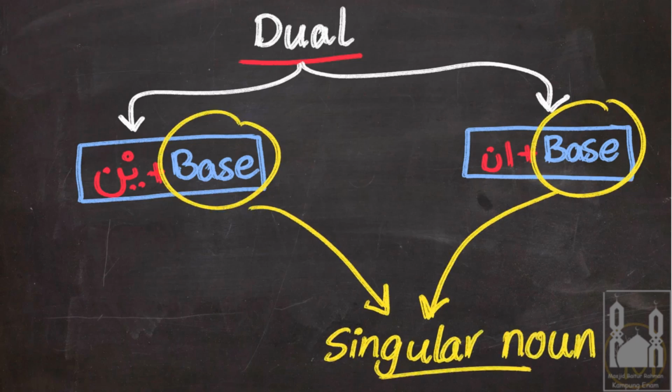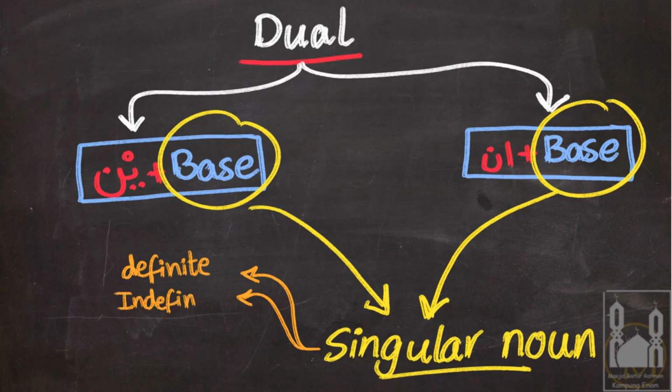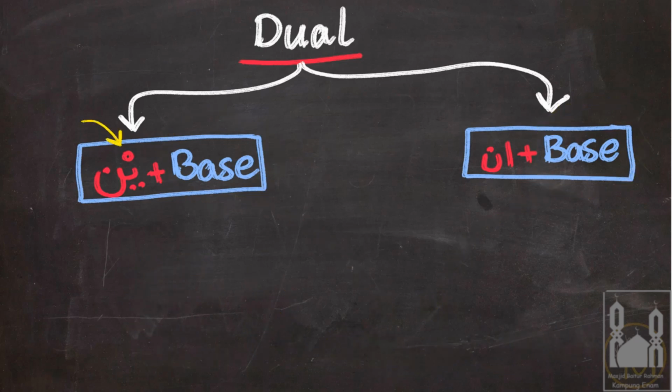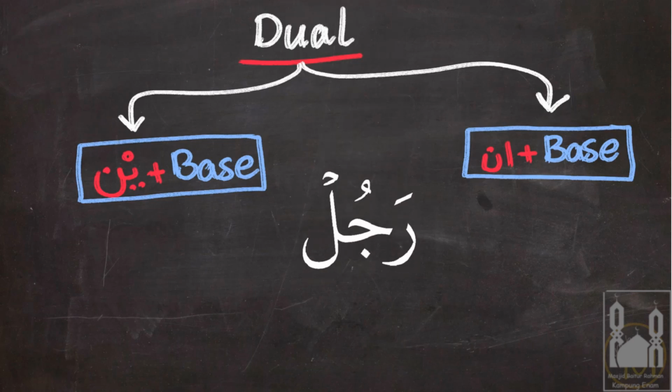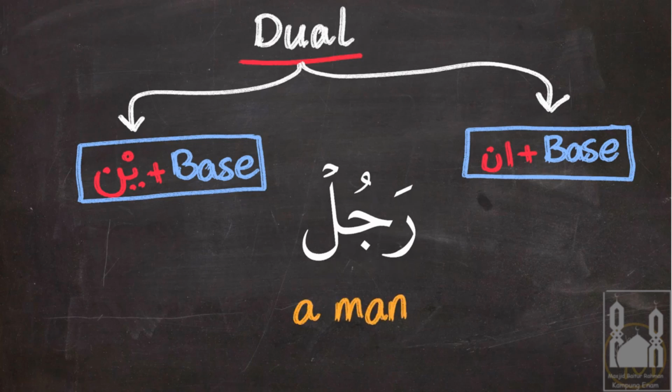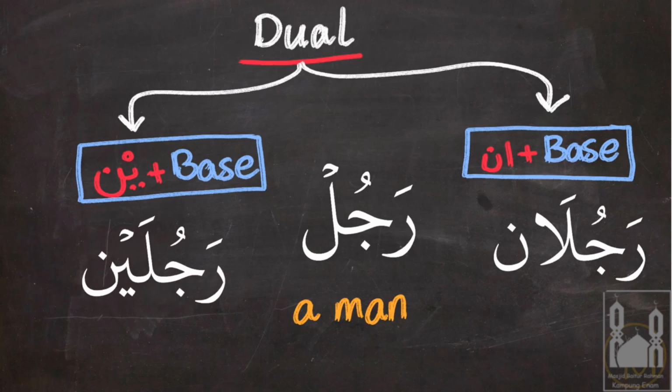So this singular noun could be anything: definite, indefinite, masculine, or feminine. Remember, this ya that is added at the end of the word has sukun on top and not a kasr. So if you have a word like, for example, rajul, which means a man, it could be turned into a dual form by adding alif and noon or ya and noon at the end of it. So you will have rajulan or rajulain.